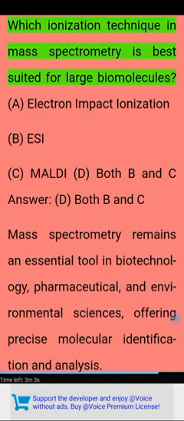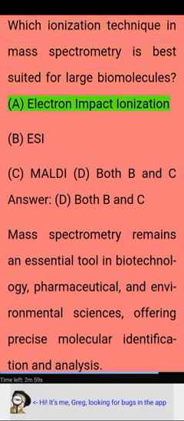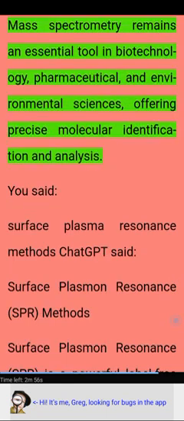CSIR NET 2018. Which ionization technique in mass spectrometry is best suited for large biomolecules? A. Electron impact ionization. B. ESI. C. MALDI. D. Both B and C. Answer: D. Both B and C. Mass spectrometry remains an essential tool in biotechnology, pharmaceutical, and environmental sciences, offering precise molecular identification and analysis.